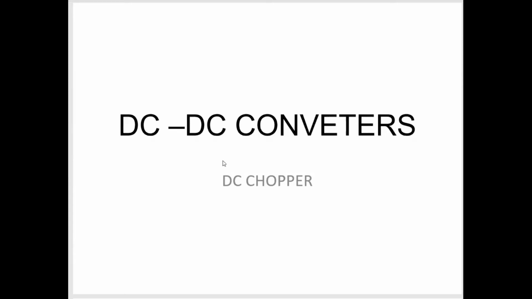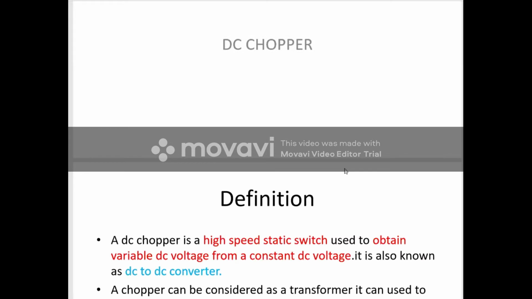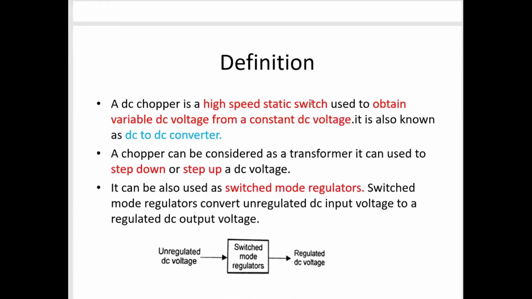And it is a power device. It handles power, so it is an electrical device. This DC to DC converter is also called a DC chopper. DC chopper and DC to DC converter are the same. So we will first see the definition of the DC to DC converter.